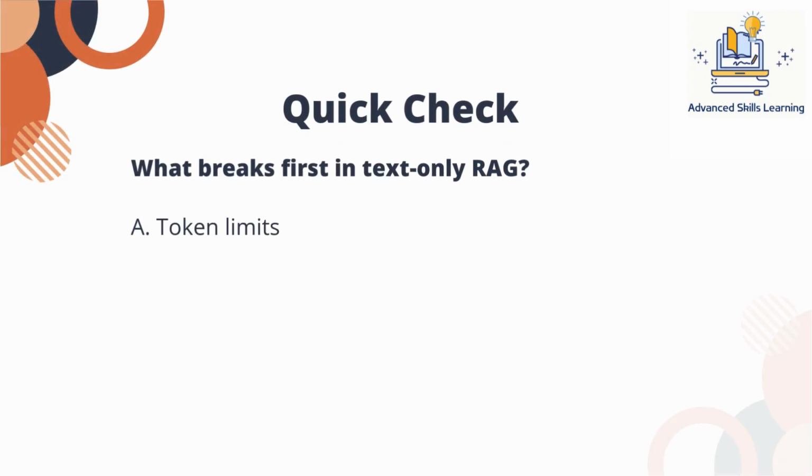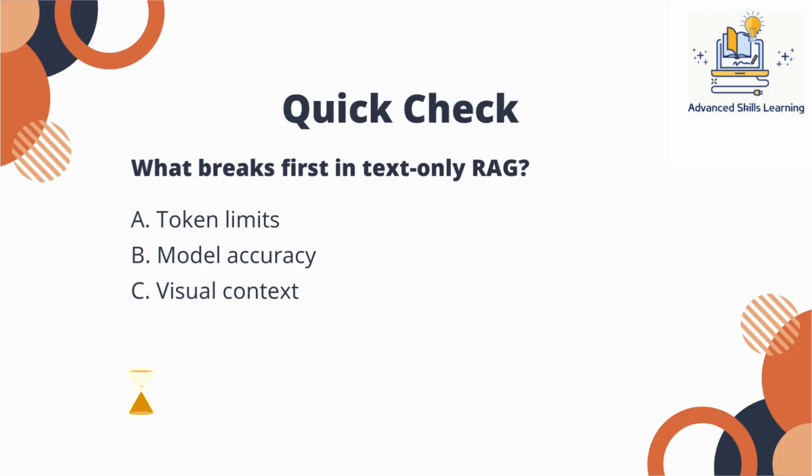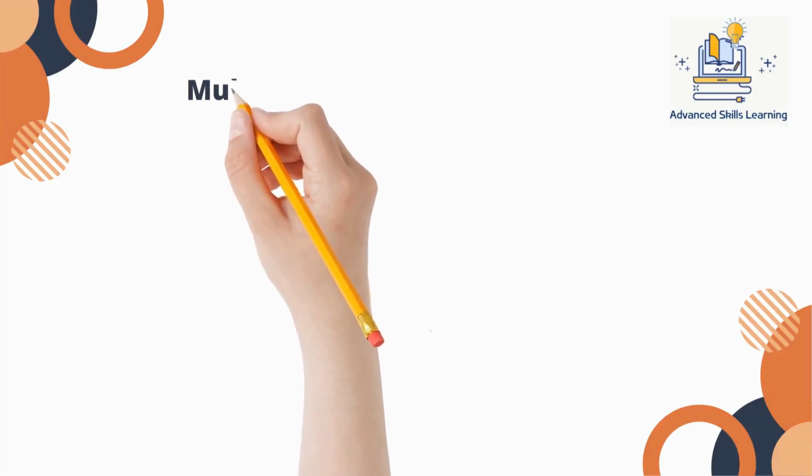Quick check, 2 seconds. What usually breaks first in text-only RAG? A. Token limits. B. Model accuracy. C. Visual context. Keep your guess. The answer is C. Visual context disappears long before tokens or models become the bottleneck.